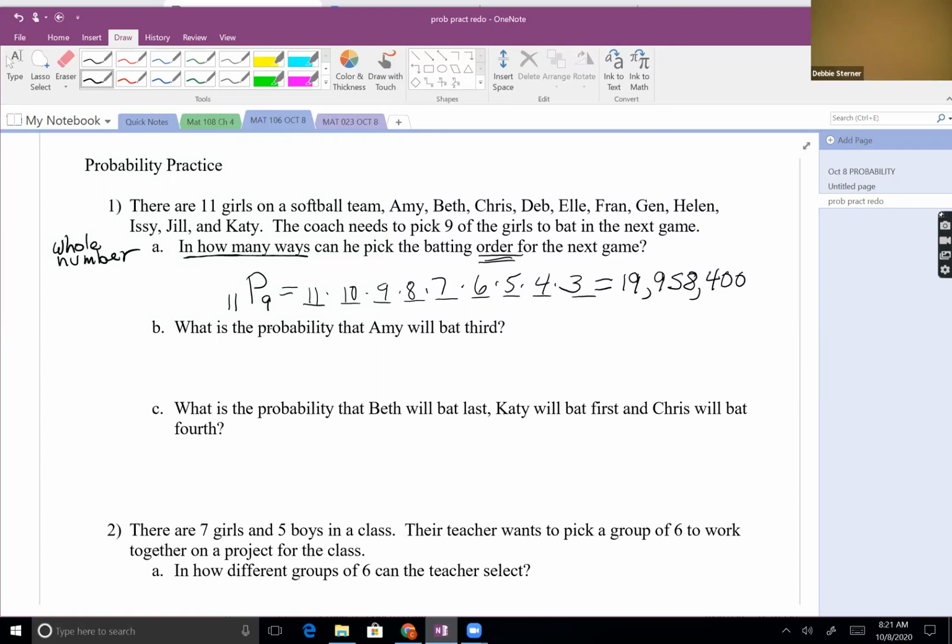Next question says, what's the probability that Amy will bat third? And so over here, because I've got a probability, I'm going to look for a fraction. Everybody all right with that?